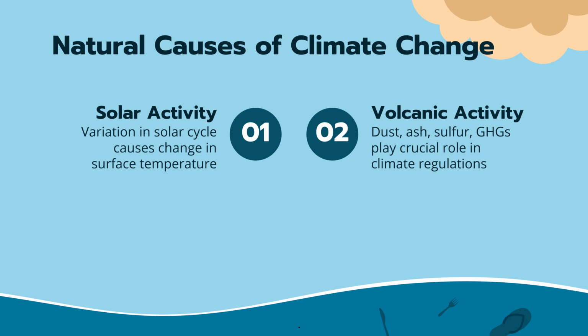Volcanic eruptions have a significant role in climate change. Dust, ash, sulfur, and greenhouse gases are thrown into the atmosphere. Ashes and dust hinder sunlight from reaching the Earth's surface and cause temporary cooling. Sulfur dioxide is much more effective than ash particles at cooling the climate.